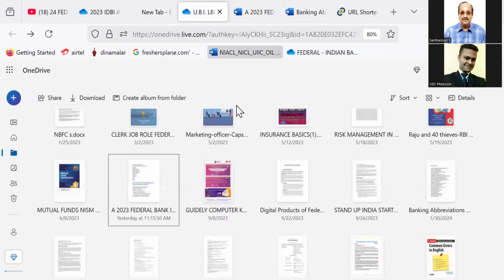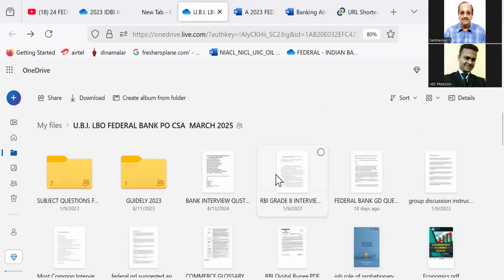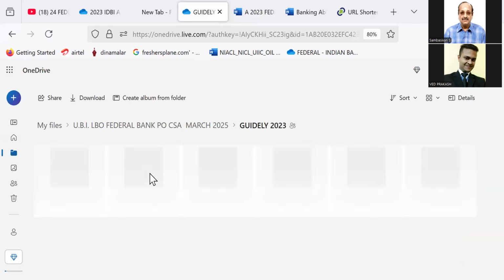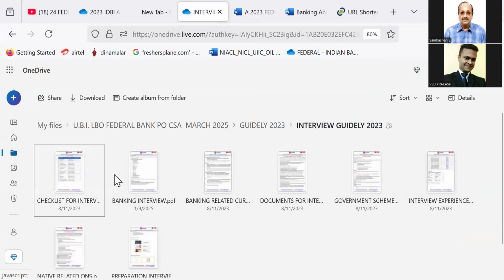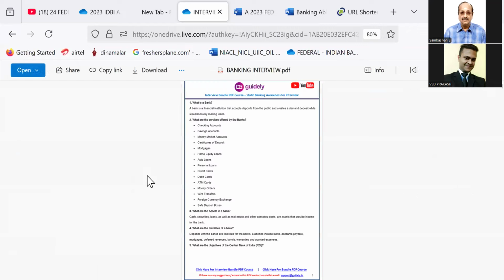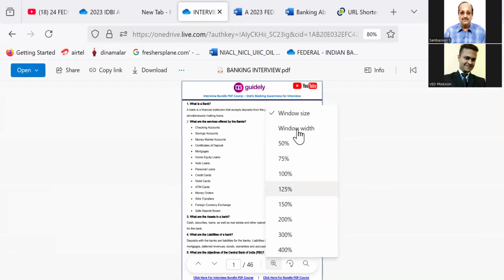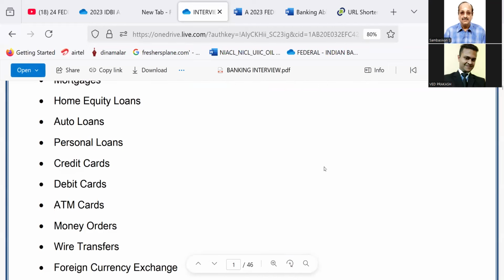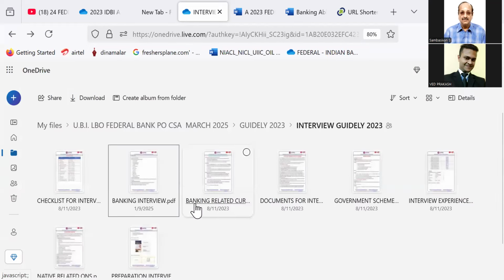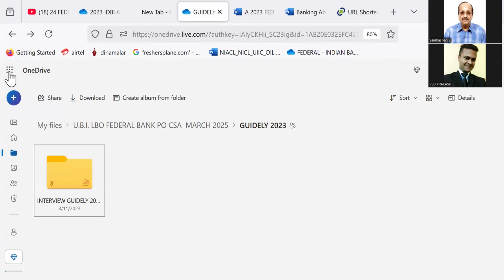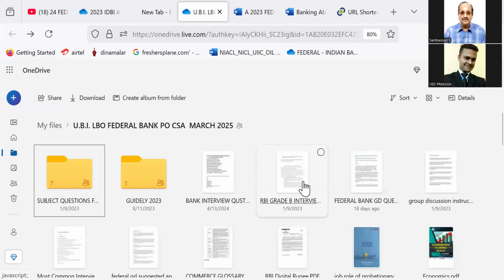Now, next important point is what you need to prepare in this guide. You will come across the second one, bank interview, 46 pages questions and answers. इसको थोड़ा prepare करना है आप. This is banking related. Sometimes they don't ask banking questions. फिर भी हम लोग इसको prepare करना पड़ता है.